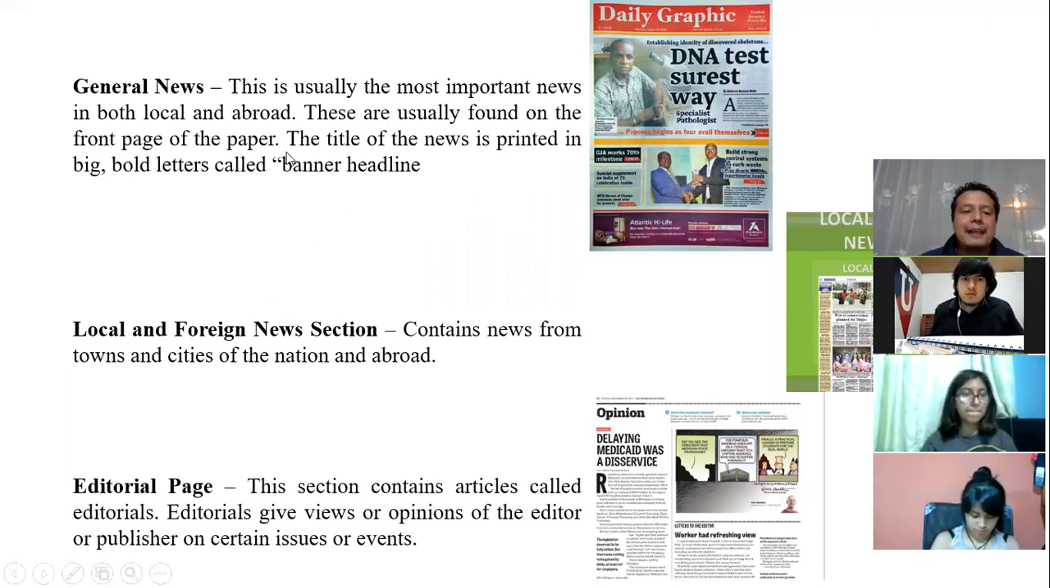And also we have the local and foreign news section. We have a section with local news and international news, right? And also we have an editorial page. This editorial page is used to give an opinion. Some people write an opinion about some topics. For example, there are many people now writing opinions about the presidents, about the person that will maybe be president in February.